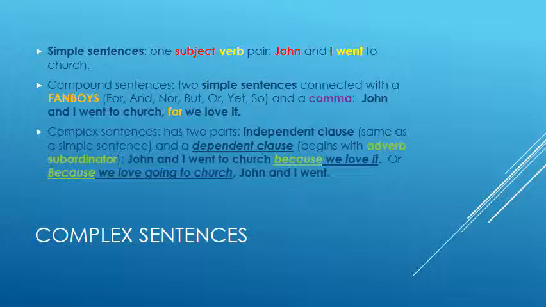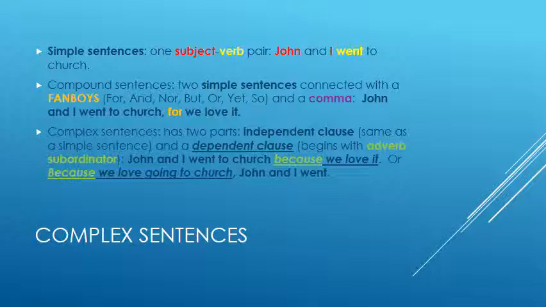So just as a review, we have here simple sentences, which was the first one we studied. And then the important thing there is that we have one subject-verb pair. And by that we mean that the subject or subjects in the sentence do all of the verbs. So in this case, the subjects are John and I, and the verb is went. But both John went and also I went. So all of the subjects do all of the verbs.